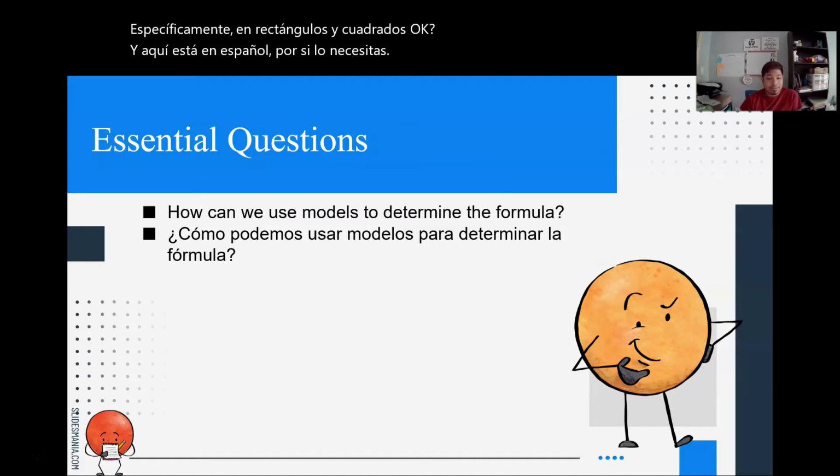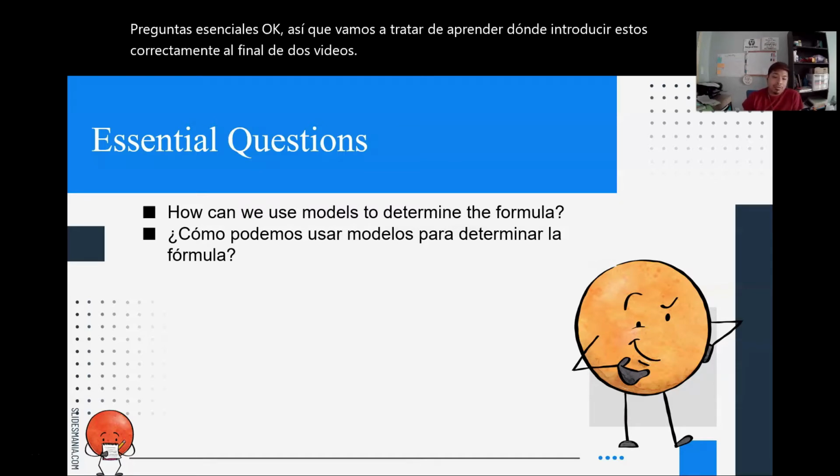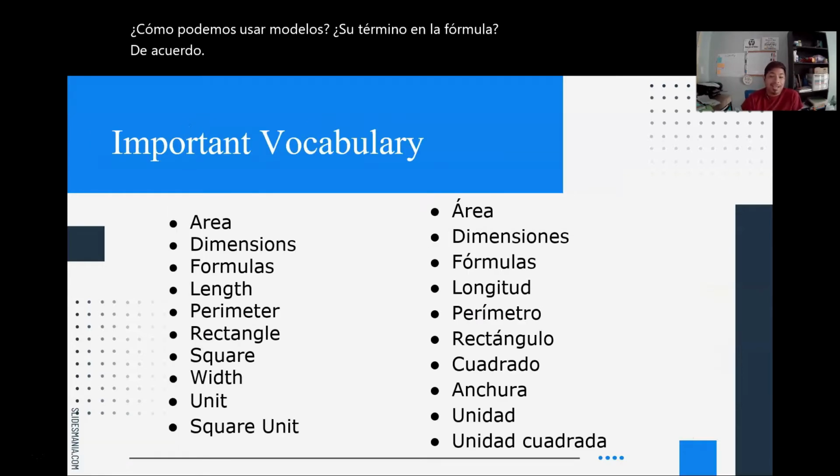Essential questions, okay? So let's try to learn how to answer these correctly by the end of the 2 videos. How can we use models to determine the formula? Okay. And here are some important vocabulary that we need to discuss.